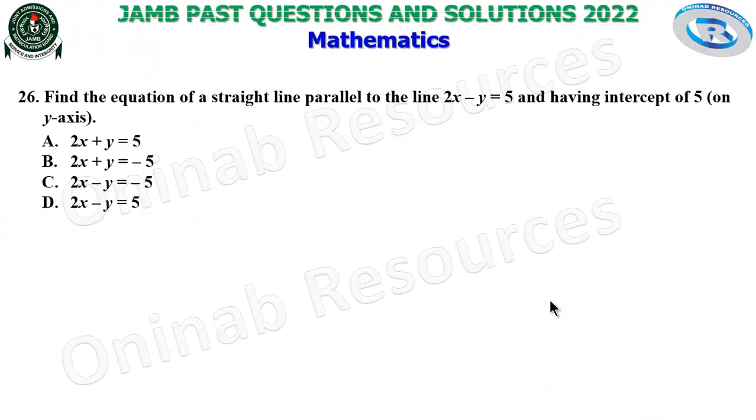We then go to 26. For 26, find the equation of a straight line parallel to line 2x minus y is equal to 5 and having intercept of 5. And the intercept of 5 is going to be the intercept on the y-axis. In order to avoid ambiguity or confusion, because there are two intercepts of a straight line, there is x-intercept, there is y-intercept. So the y-intercept is not stated here, but by implication, they are referring to the y-intercept.